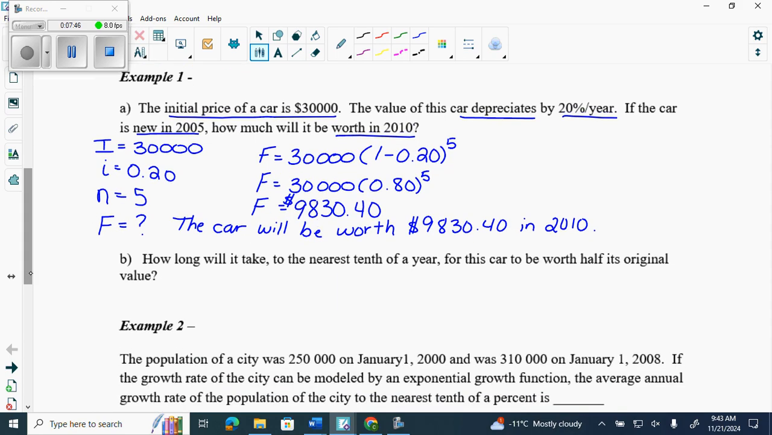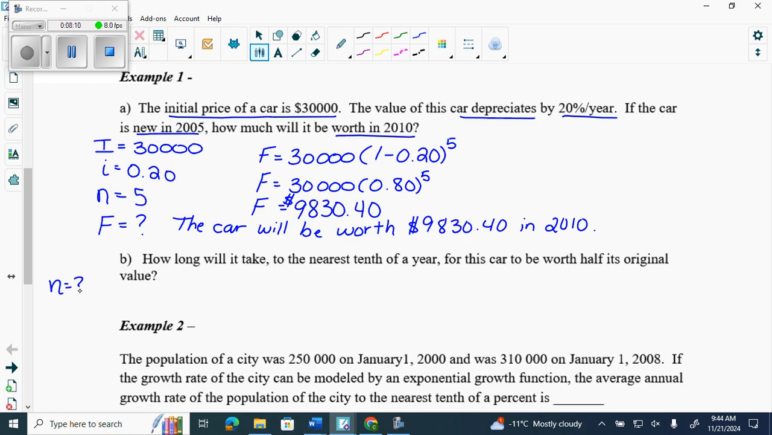All right. This is where it gets into the exponentials and log stuff. I know that it's an equation, and so it still falls into the exponentials and logs. But this one is going to make us find time, and time is n, and n is in the exponent, and we have an actual algebraic process that can do that. So how long will it take, to the nearest tenth of a year, for the car to be worth half of its original? So we're looking for n. We still need everything else.